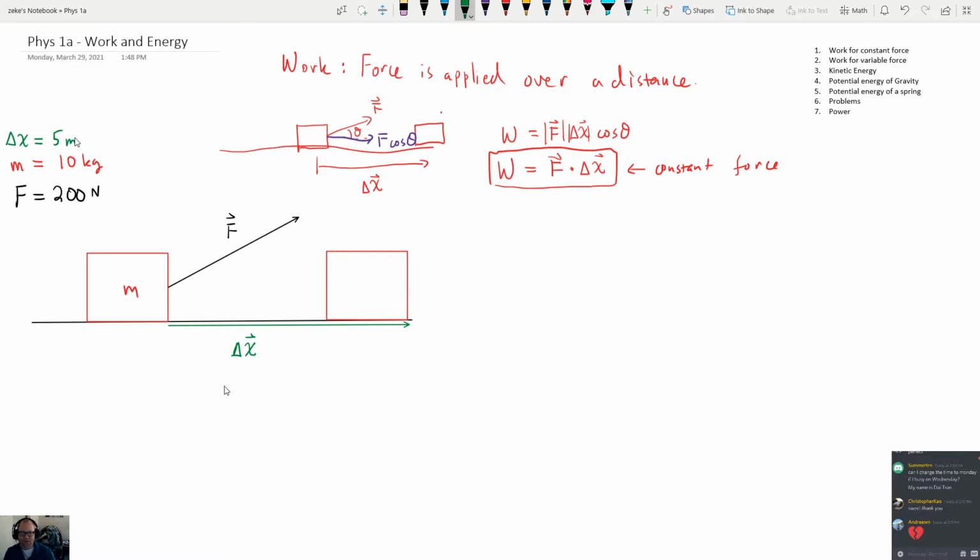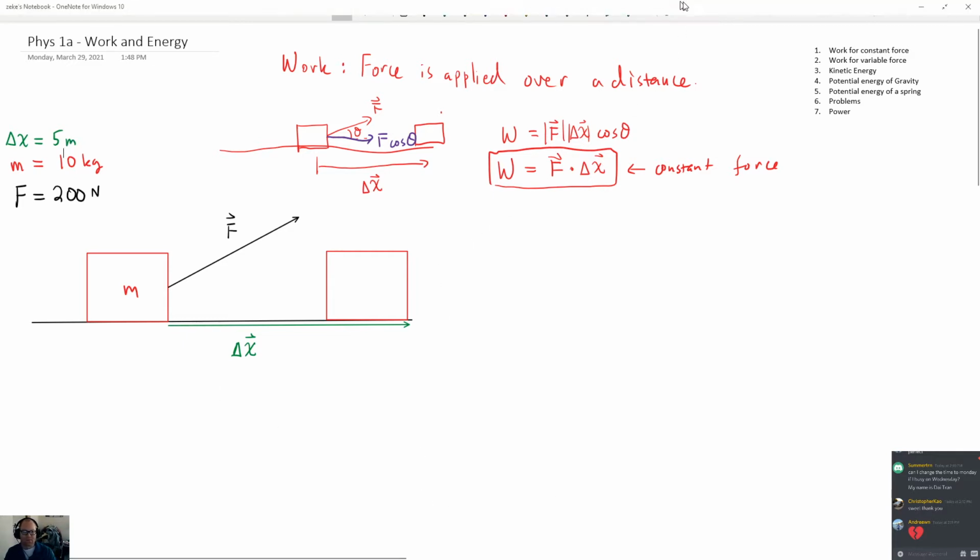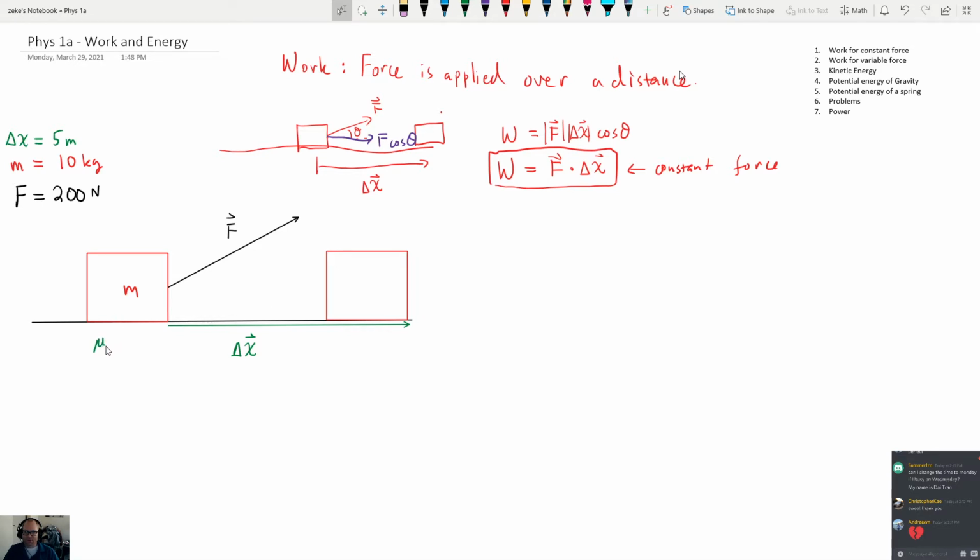In addition, let's also add friction into this problem. So let's say that this surface down here has a coefficient of friction, mu sub k, that's equal to 0.2. And I'm going to write this up here. So we're going to need to draw on this picture. What I want to do is calculate the work done by all forces acting on the box.